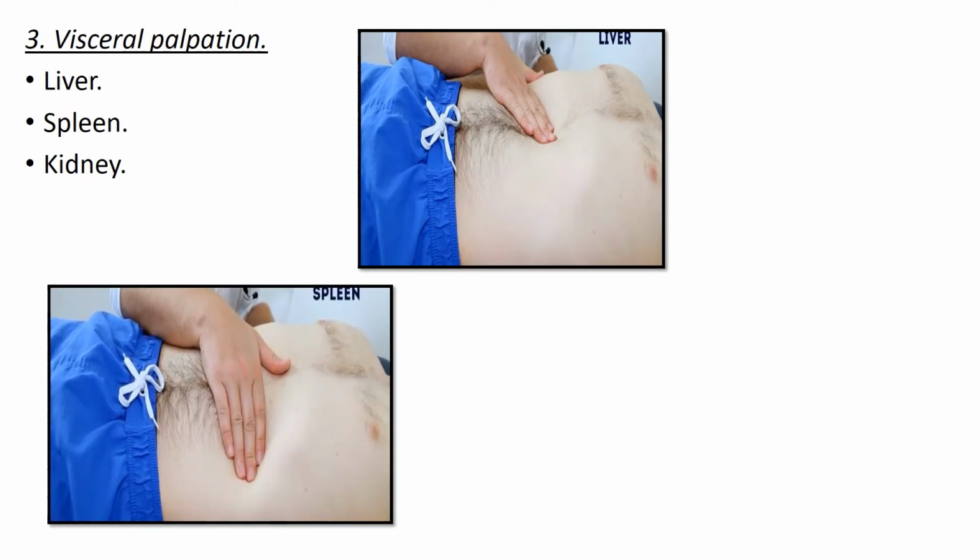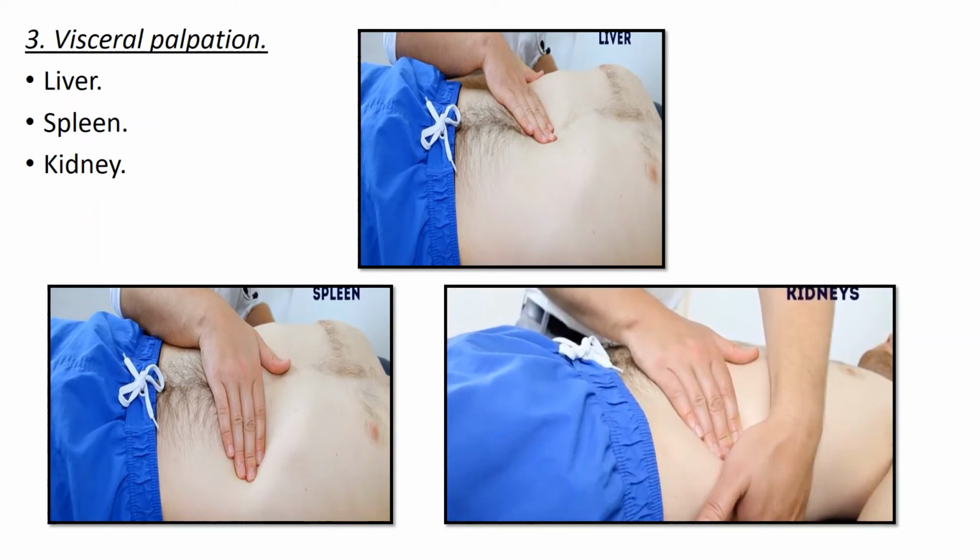For spleen palpation, start palpating from the right iliac fossa and move diagonally to the left hypochondrium. If palpable, note its size, surface, and consistency. To feel the kidney, place the right hand anteriorly in the right lumbar region and the left hand posteriorly in the right loin and palpate deeply. Repeat this process on the opposite side to palpate the left kidney.